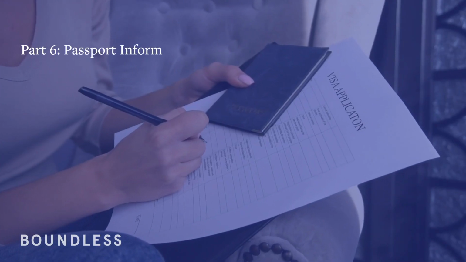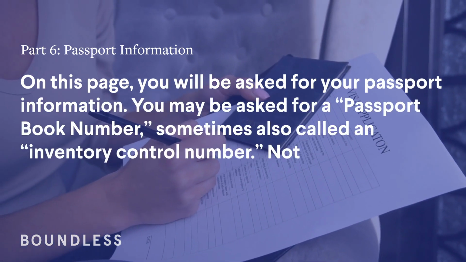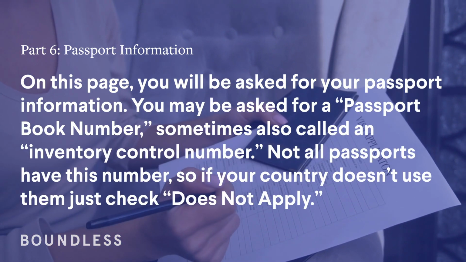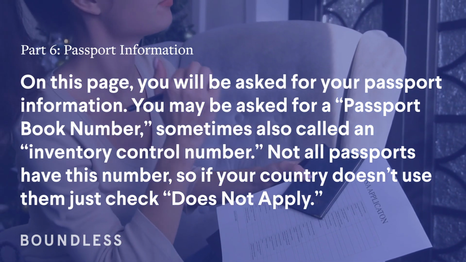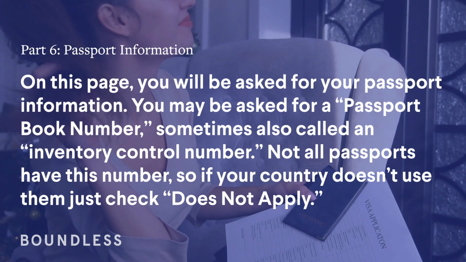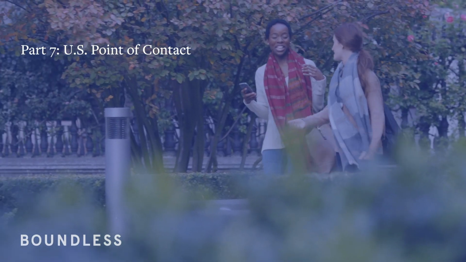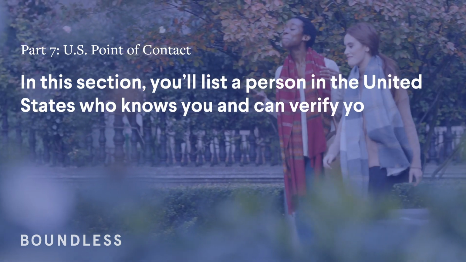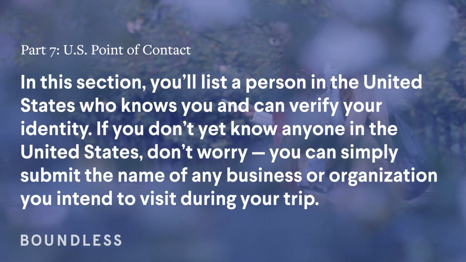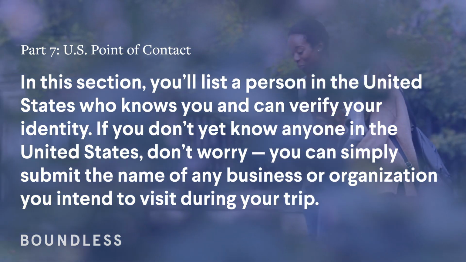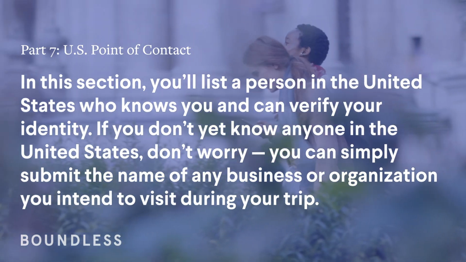Part 6. Passport information. On this page, you'll be asked for your passport information. You may be asked for a passport book number, sometimes also called an inventory control number. Not all passports have this number, so if your country doesn't use them, just check does not apply. Part 7. U.S. point of contact. In this section, you'll list a person in the United States who knows you and can verify your identity. If you don't yet know anyone in the United States, don't worry. You can simply submit the name of any business or organization you intend to visit during your trip.